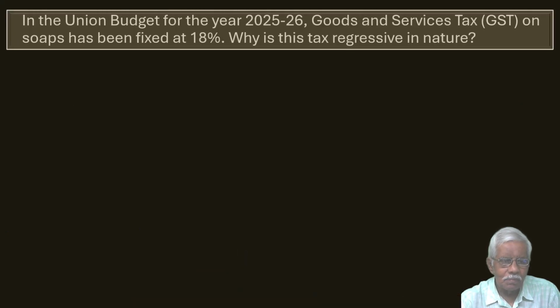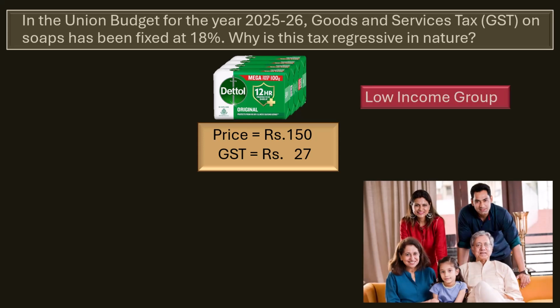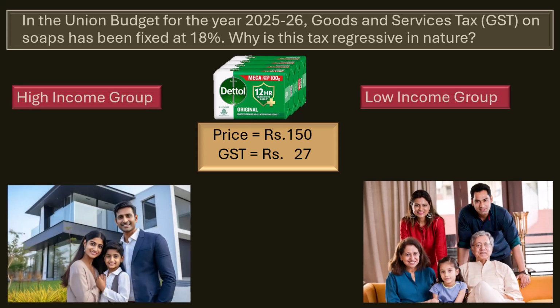Next question. The Union budget for the year 2025-26, goods and services tax on soaps has been fixed at 18%. Why is this tax regressive in nature? Answer. 18% GST on soap is regressive in nature because GST is uniform for all income groups, but the money burden felt by poor households is higher when compared with rich households. This can be explained with the help of an example.